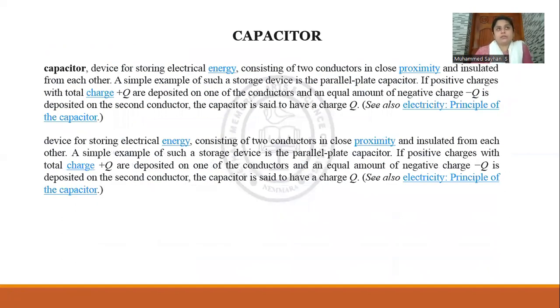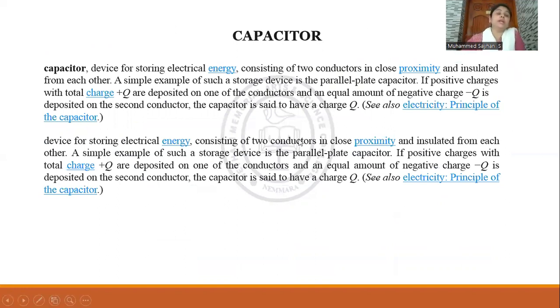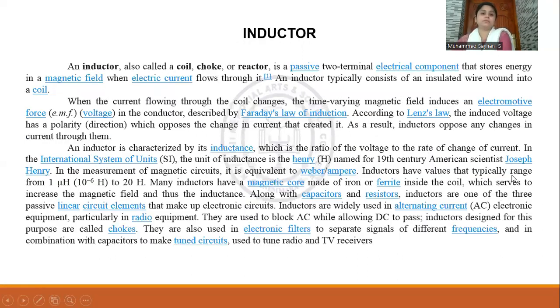Then the next passive electronic component is the capacitor. We know it is used for storing electrical energy, whereas an inductor is used to store magnetic energy. The main difference between an inductor and a capacitor is that a capacitor stores electrical energy, whereas an inductor stores magnetic energy. One of our main important capacitors is the parallel plate capacitor.